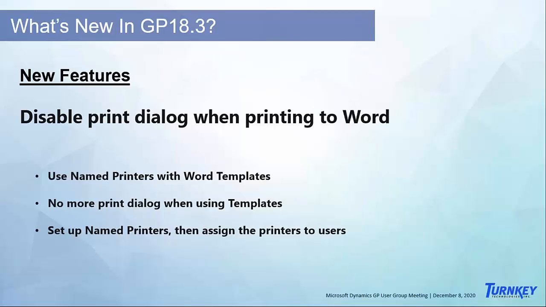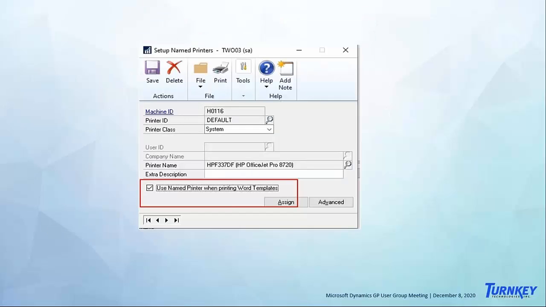Okay, you can now use named printers with Word templates. What this does is it lets users access the full one-click printing when you use Word templates. So you would go to Tools, click Setup, choose System, and then click Named Printers. This screen will appear. All you need to do then is click the Setup button and select the printer ID the users usually use, and then mark the Use Named Printer when printing Word templates checkbox.